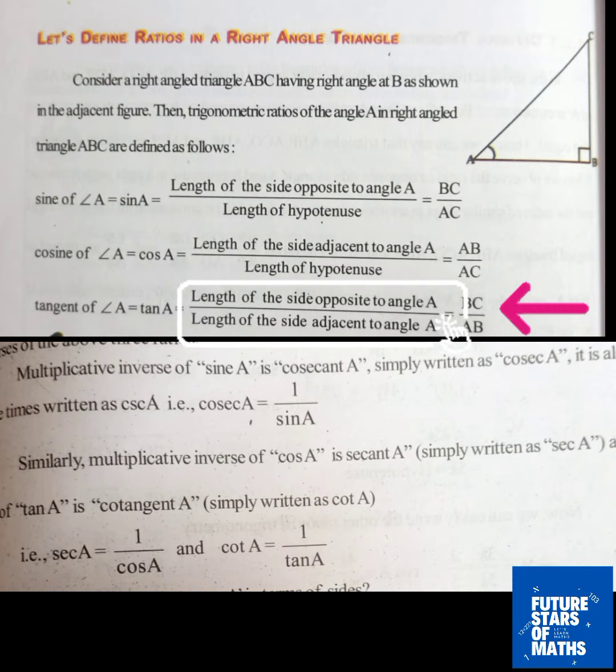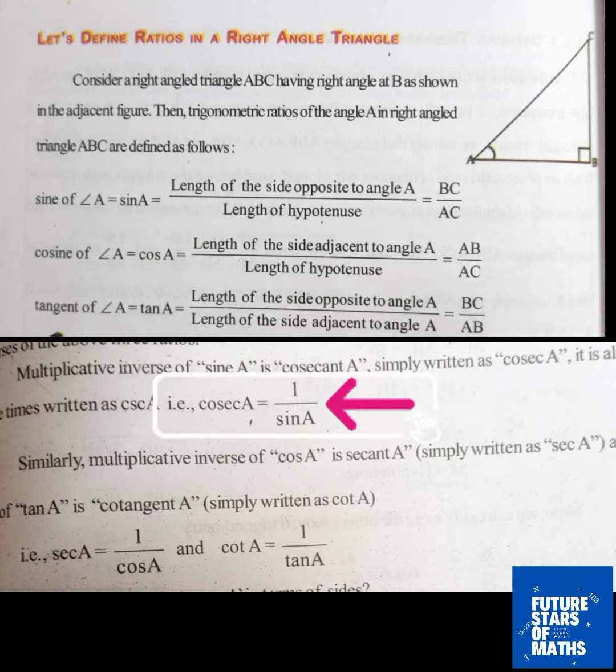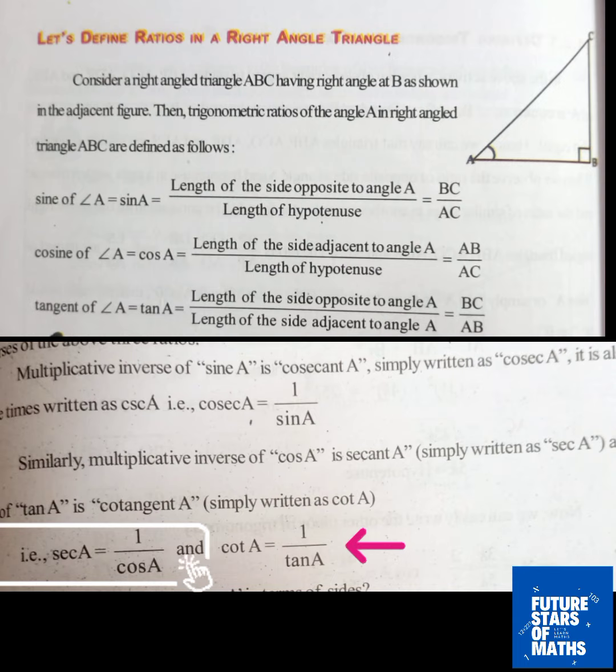Now the inverse ratios of all these. What will they be? The inverse of sin A is cosecant A, written as cosec A is equal to 1 by sin A. The inverse of cos A is secant A, so we can write sec A is equal to 1 by cos A. And the inverse of tan is cotangent A, written as cot A is equal to 1 by tan A. Let's see this in a simple way.